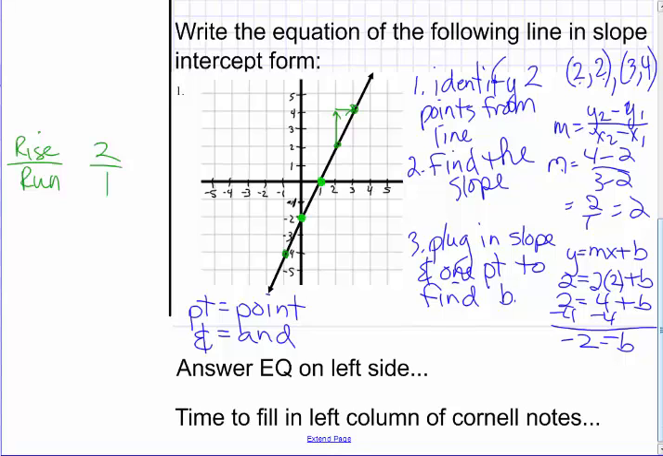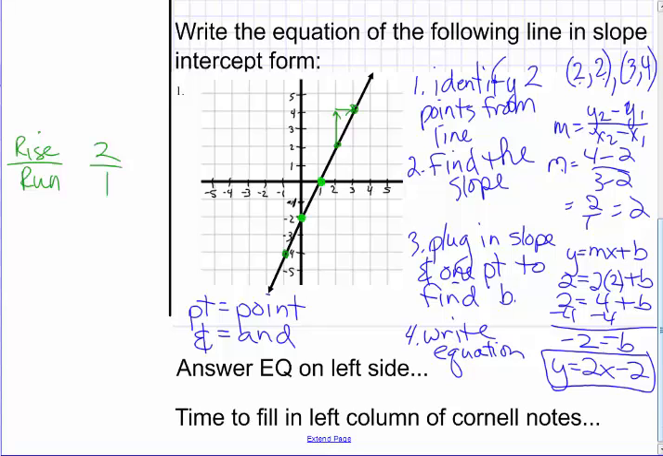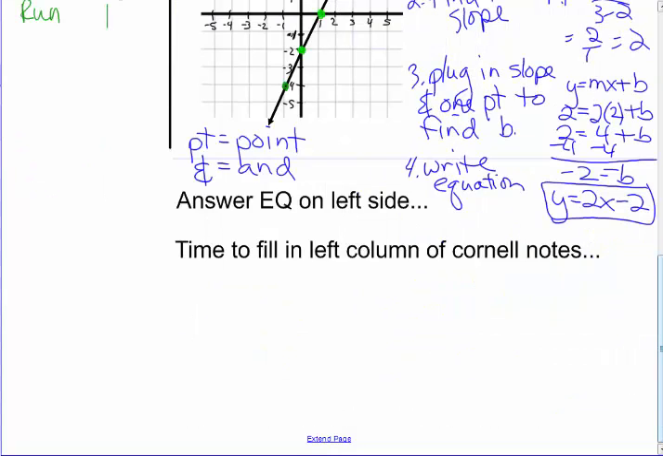Write your final equation. So y equals 2x minus 2. I could then ask to write it in function notation. So how would I write it in function notation? Awesome. Okay. Because you are asked that on the test.